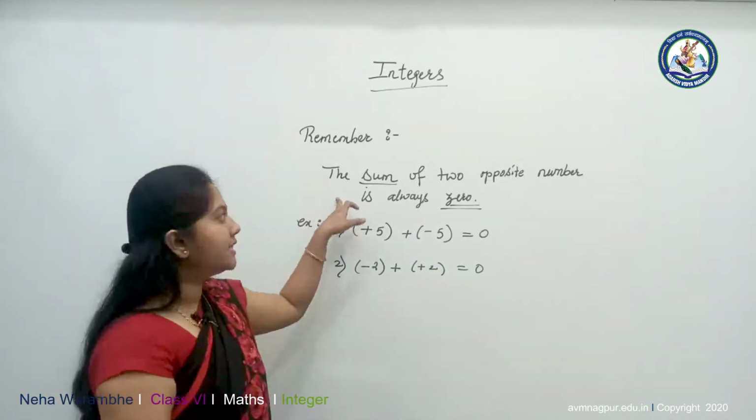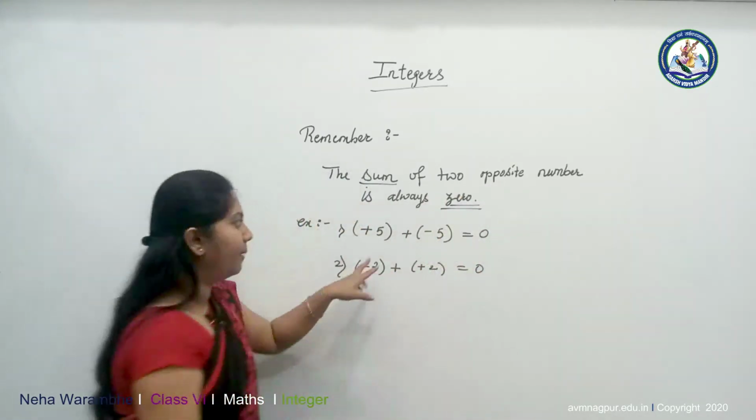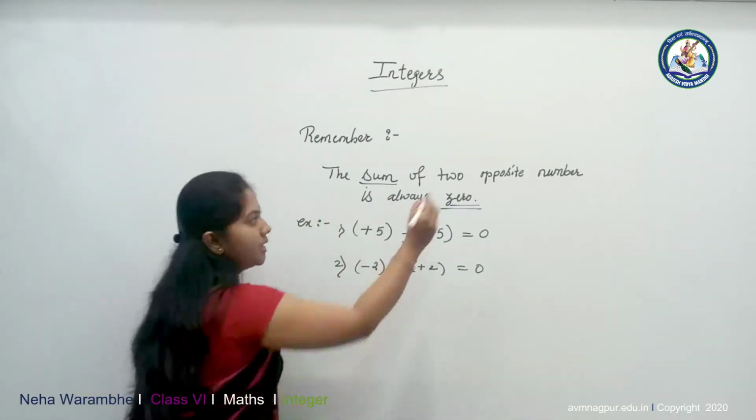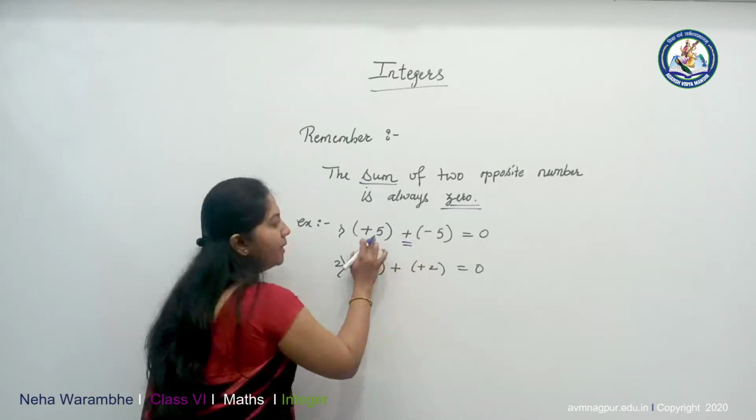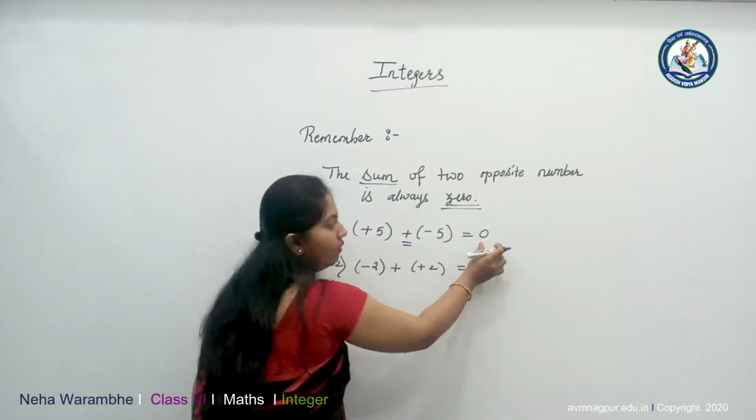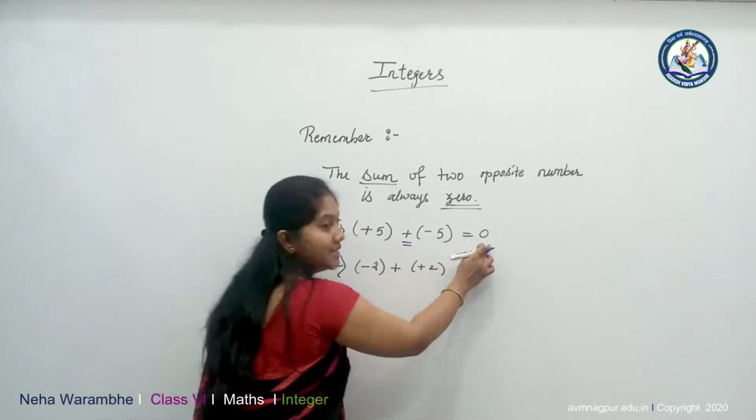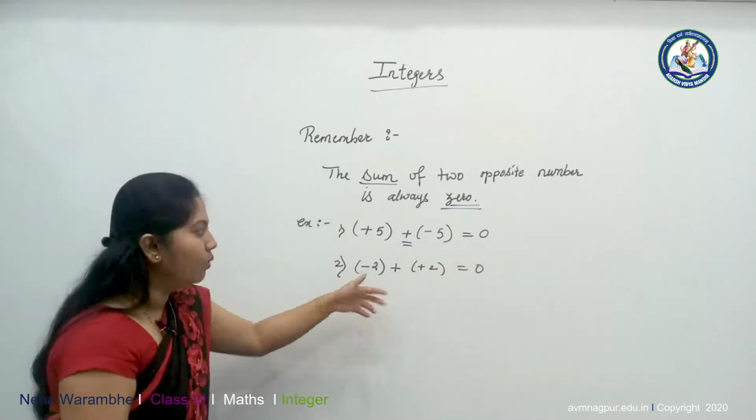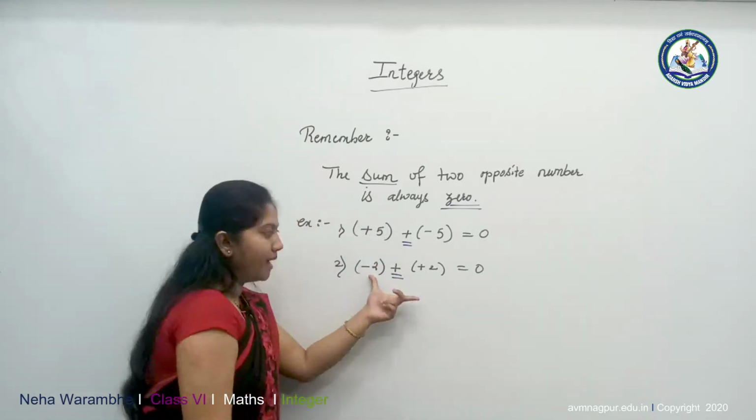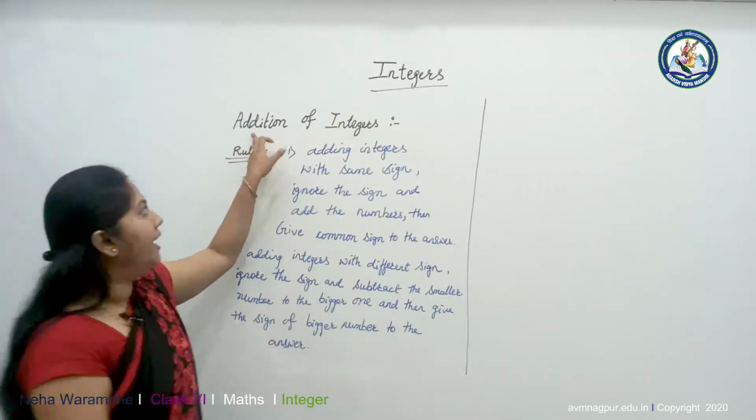Remember one thing, the sum of two opposite numbers is always 0. For example, the sum, meaning addition, of two opposite numbers. The opposite number of plus 5 is minus 5. Plus 5 and minus 5 are opposite to each other and their sum is always 0. See the second one, minus 2. The opposite number of minus 2 is plus 2 and the sum of minus 2 and plus 2 is 0.